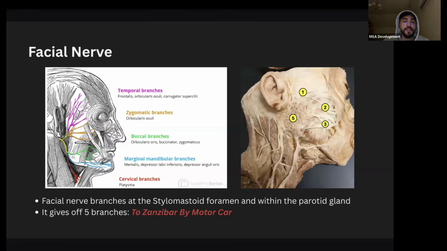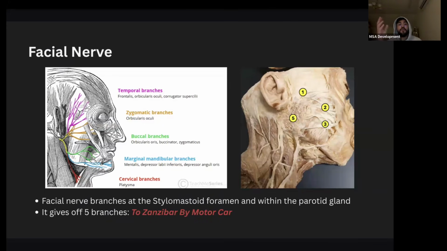So the facial nerve branches at the stylomastoid foramen and within the parotid into 5 different branches. So we start off with the temporal branch, the zygomatic branches, and you have also the buccal branches.